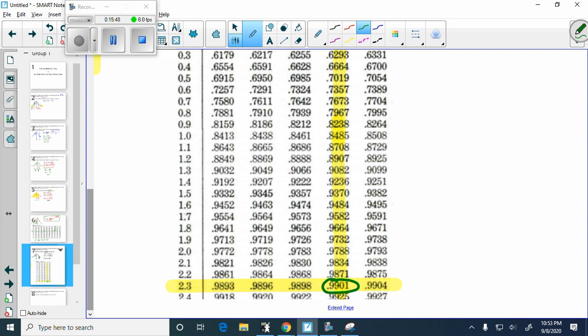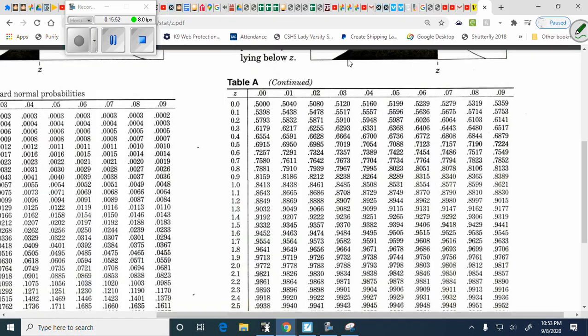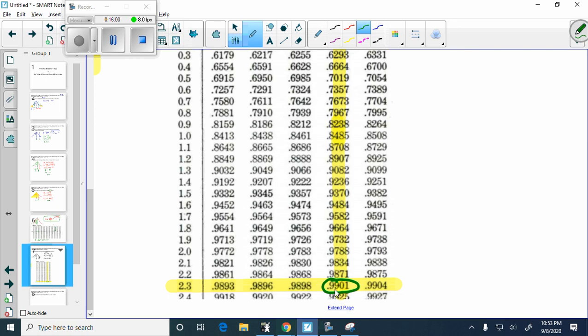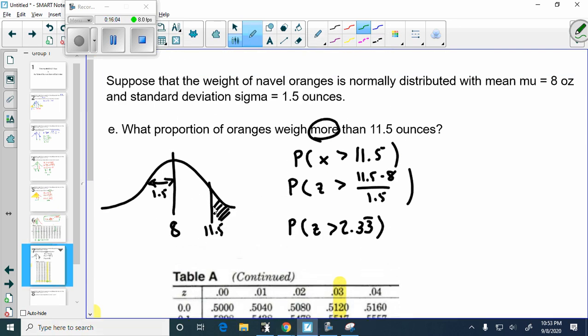0.9901. Now, recall, of course, that I'm looking for the top half, but this graph tells me the left side. So what that means is 99.01 is this area. So to get the area to the right, it's 1 minus 0.9901, or 0.0099.